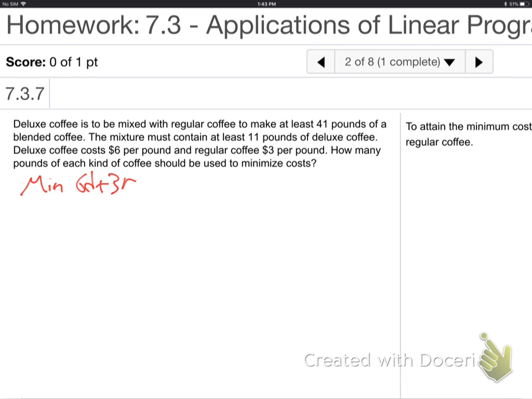6D plus 3R, I'm going to squeeze it in here. D plus R greater than or equal to 41. And D greater than or equal to 11. Okay, so those are going to play the role of X and Y.